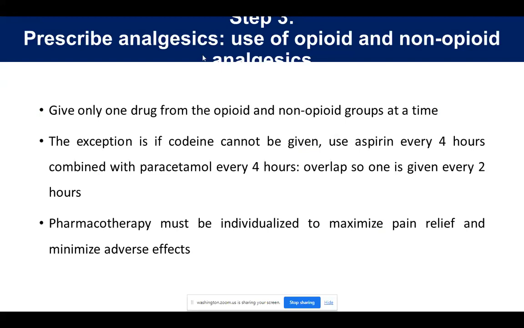Step 3 is prescribe analgesic, using opioid and non-opioid analgesics. Start with the non-opioid group first. Give one drug from the opioid and the other from the non-opioid group. The exception is if codeine cannot be given, use aspirin every 4 hourly combined with paracetamol every 4 hourly.